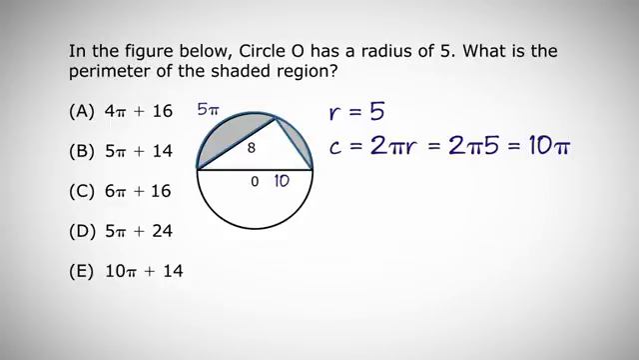So we can use the Pythagorean theorem to solve for our final side, but we notice we have our Pythagorean triplet. This is a multiple of the 3, 4, 5 triangle. It's the 6, 8, 10 triangle. And just because of that, we can save time without doing the calculations. And the perimeter of the shaded region is going to be 6 plus 8 plus 5 pi, or 14 plus 5 pi. Answer choice B.